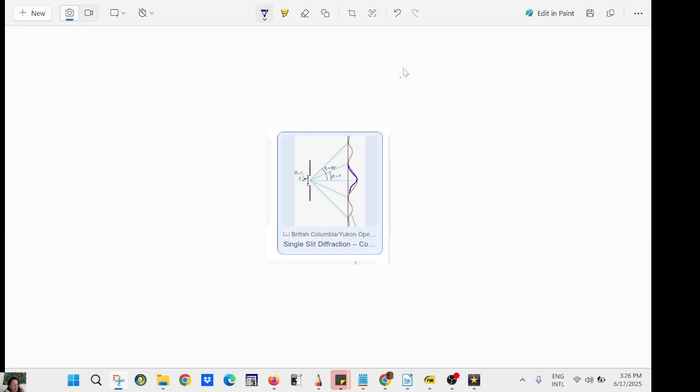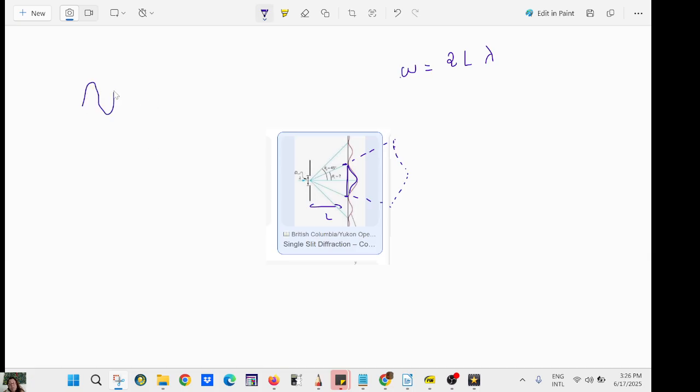But the width here depends on the distance. If you increase the distance, of course, if you move back the screen, the size of your spot here will be larger. It also depends on the wavelength. A larger wavelength means it's going to feel more the corners.